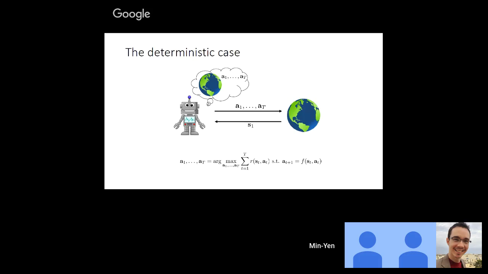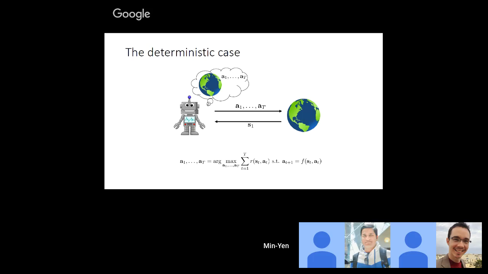Yeah. And next, for the deterministic case, how do we actually maximize our reward? We just take the argmax over all of the time steps, all of the steps in this case.